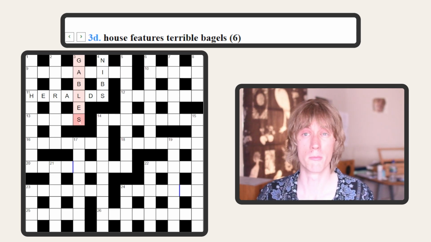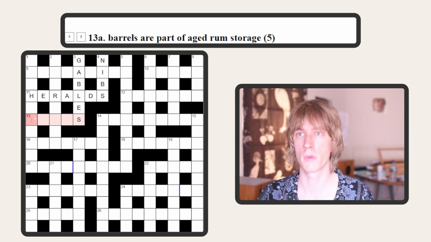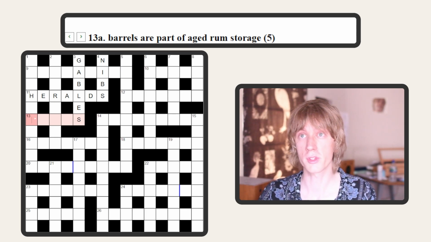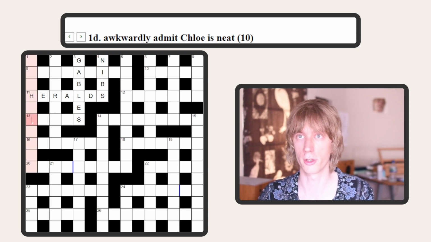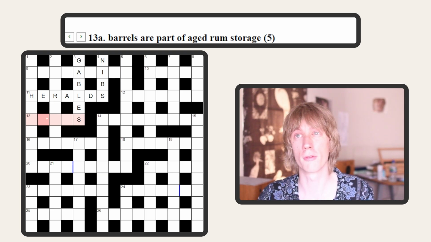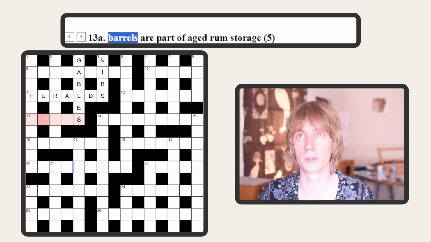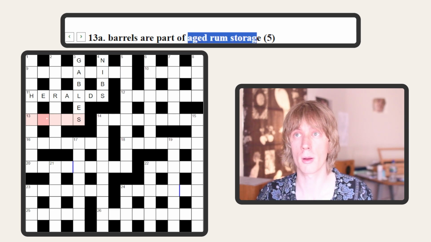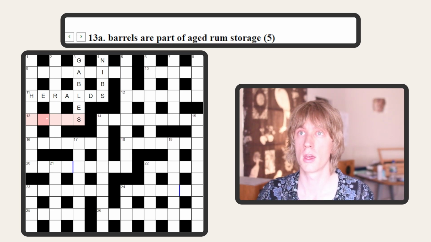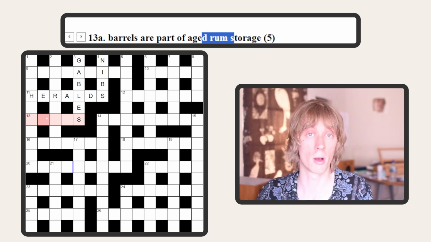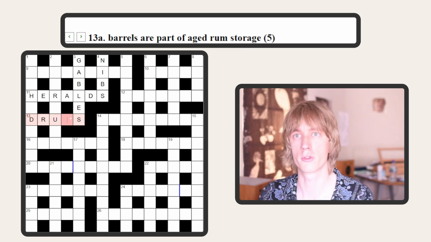All right. So moving on to 13 across then. We have "barrels are part of aged rum storage." Okay, once again, I'm seeing "part of" here, and that's doing the same work as "partially" in our 4 down clue, right? It's telling us that part of this string is going to give us our answer. So "barrels are part of aged rum storage" is telling us we can find a word for barrels inside "aged rum storage". And here it is, drums. Drums are barrels. So we can pop drums in here.